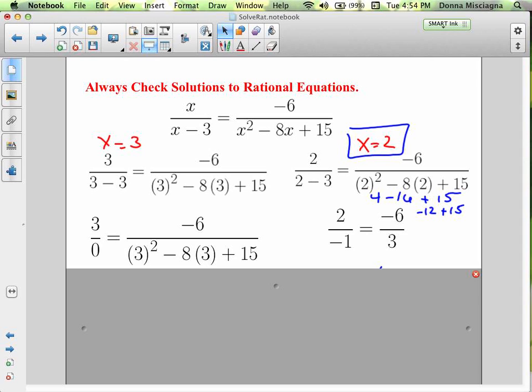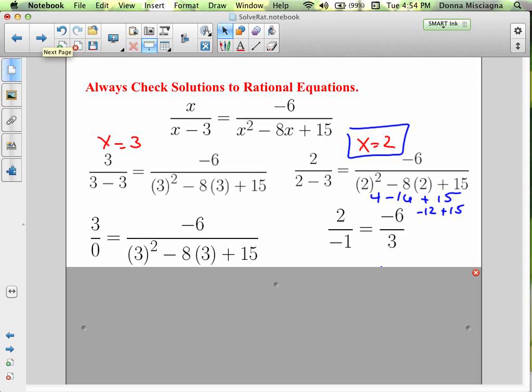So we have x divided by x minus 3 equals negative 6 divided by x squared minus 8x plus 15. And we plug in the 2 everywhere we see an x. So we have 2 over 2 minus 3 equals negative 6 over 2 squared minus 8 times 2 plus 15. So 2 minus 3 is negative 1, so we got 2 divided by negative 1. And then 2 squared is 4, minus 8 times 2 is 16, and then plus 15.